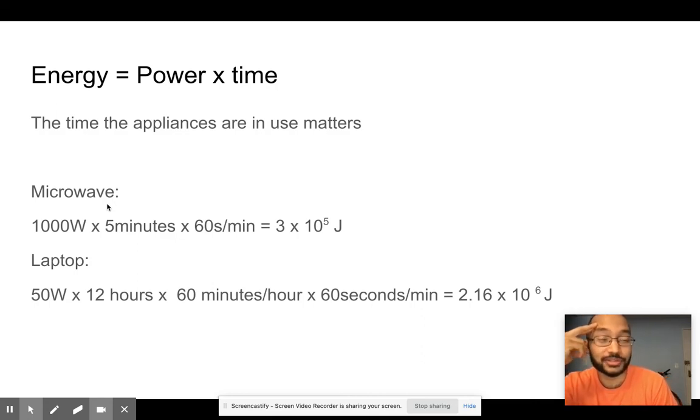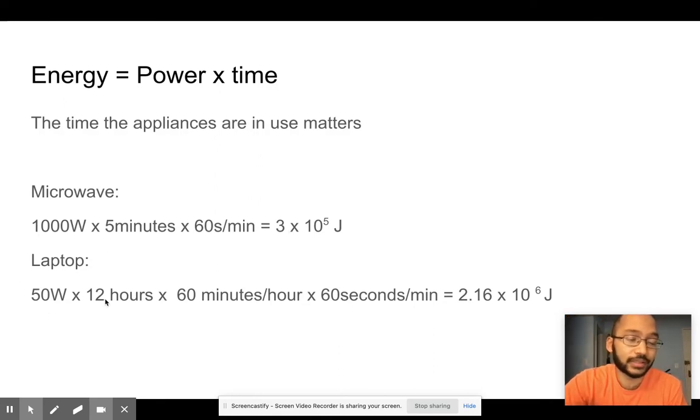I don't use it too much, but 5 minutes a day. So at 1,000 watts, again, watts is joules per second. So I need to convert this minutes to seconds. So 60 seconds in a minute, the minutes cancels out. So 1,000 times 5 times 60 gets me about 300,000 joules.